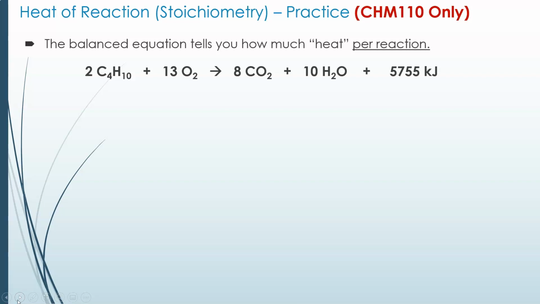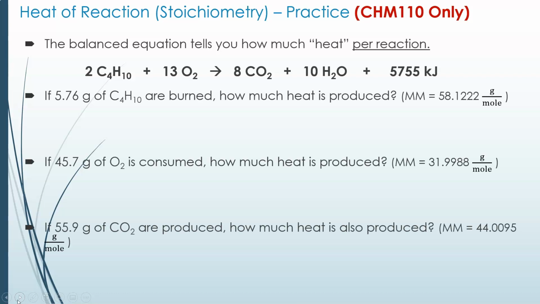This is why we burn fuels. They generate so much heat. So now we have a ratio. We know the ratio of any number of moles of any of the 4 substances with the energy produced, 5755 kilojoules. And this allows us to do all kinds of problems involving heat energy. So let's look at the first question. If you have 5.76 grams of butane and they're burned, how much heat is produced? And I've been kind enough to give you the molar mass. Make sure you calculate the same value.